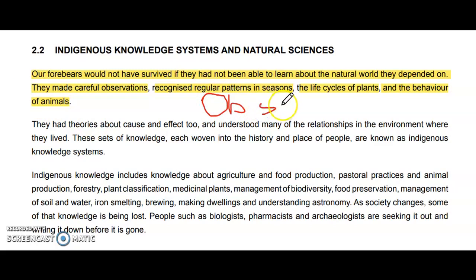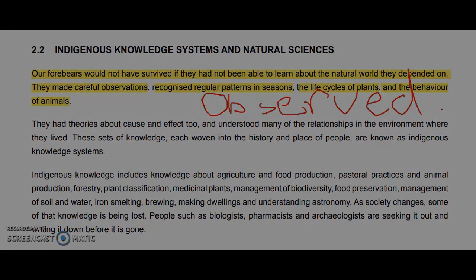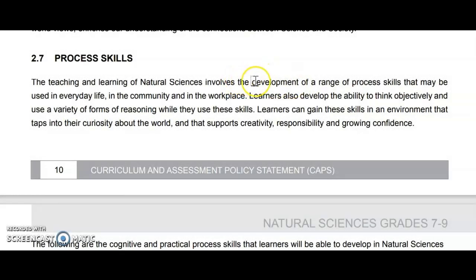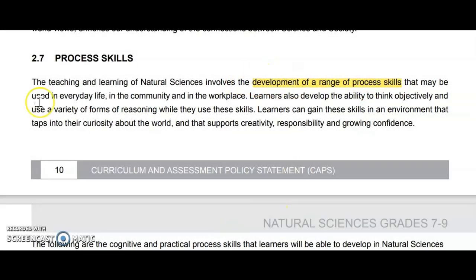But that means that science as a process has been carried out by all people because everyone had to observe what was going on around them. They had to observe in order to survive and ensure that they understood the natural world around them. Now, these science process skills are a range of skills that can also be used in everyday life, in your community and the workplace. So learning these skills is good. They help develop your ability to think objectively, to use a variety of reasoning skills.